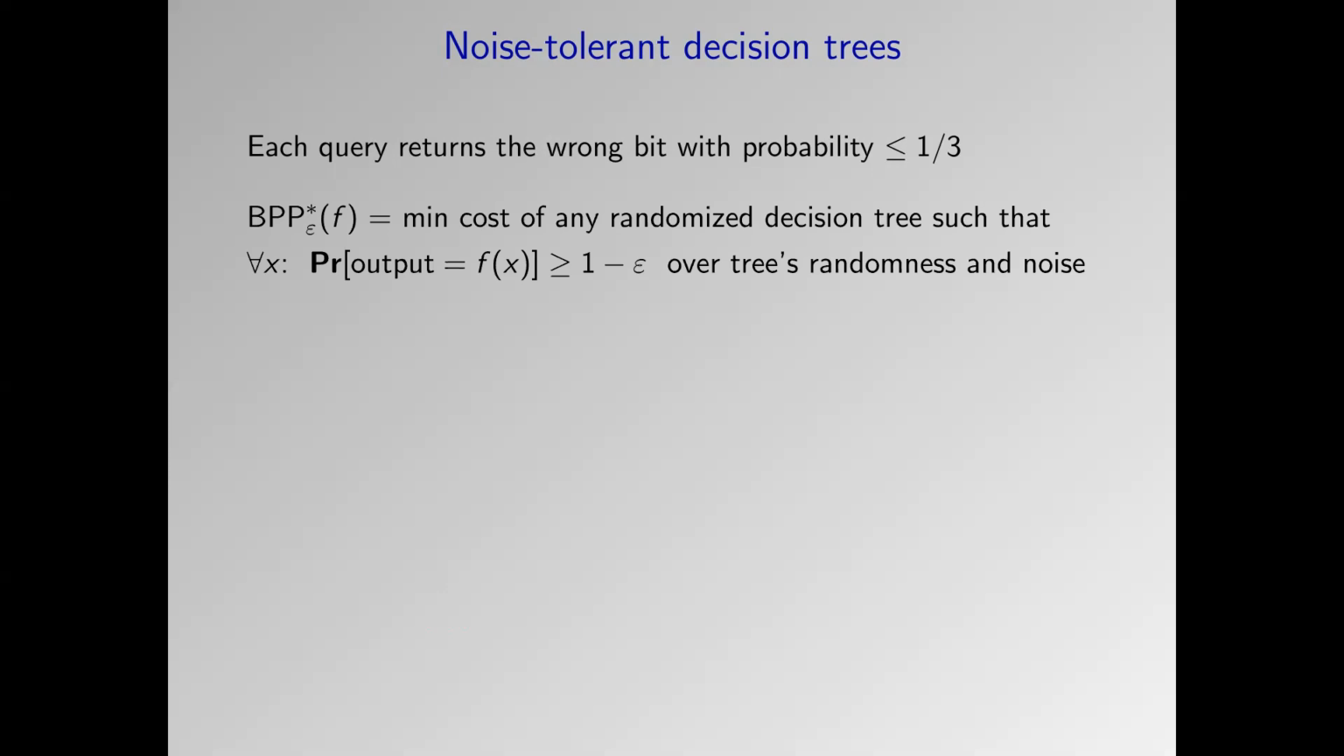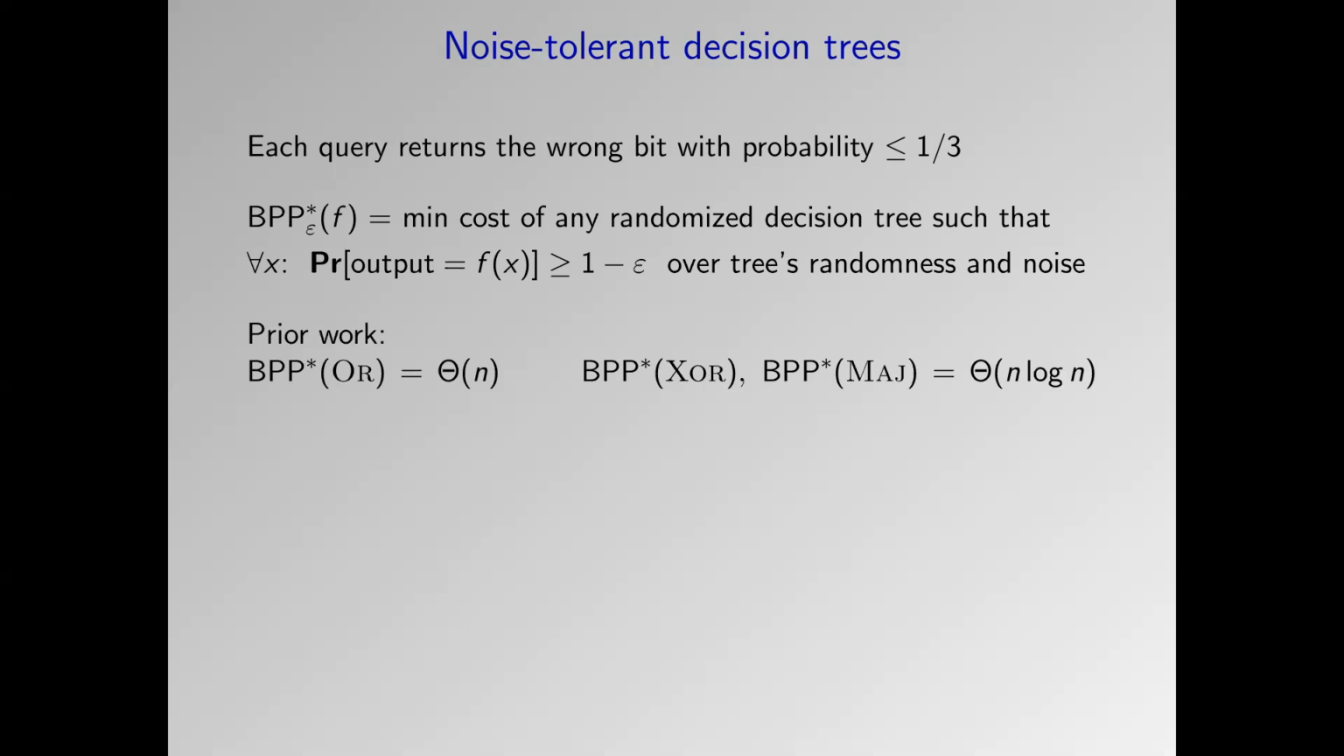There are a number of older papers studying this model. In particular, they proved that the noise-tolerant query complexity of OR is only n, so you don't need a log factor there. But for XOR and majority, you do need a log factor. Their noise-tolerant randomized decision tree complexities are n log n. And those n log n lower bounds were proved using ad hoc techniques.